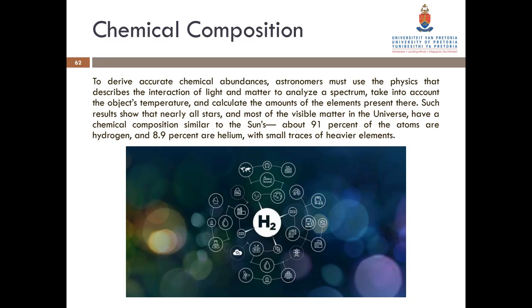Take into account the object's temperature and calculate the amounts of elements present there. Such results show that nearly all stars and most of the visible matter in the universe have a chemical composition similar to the sun's, so about 91% of the atoms are hydrogen and 8.9% are helium, with small traces of heavier elements.